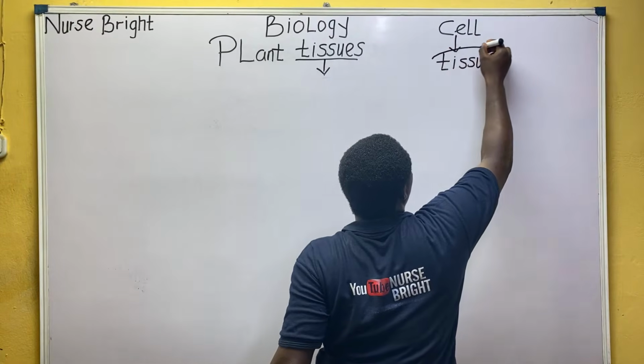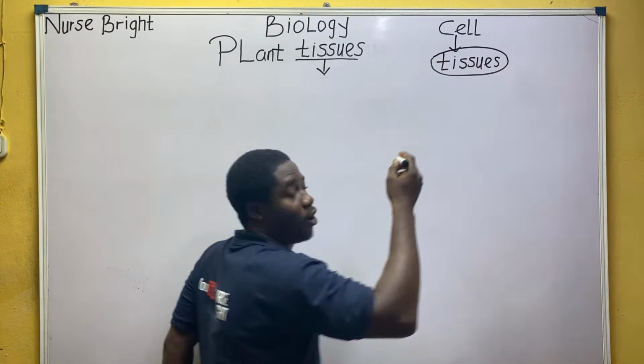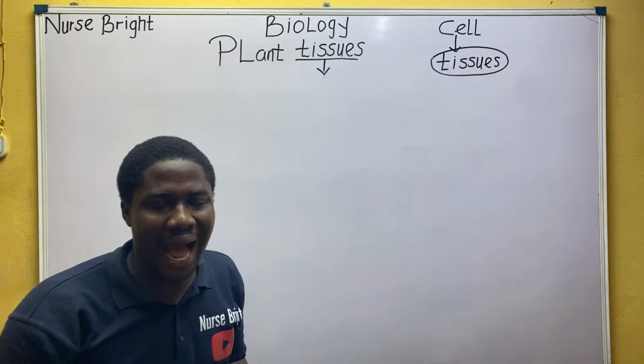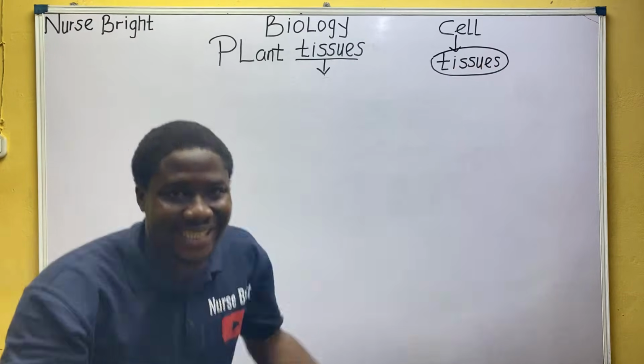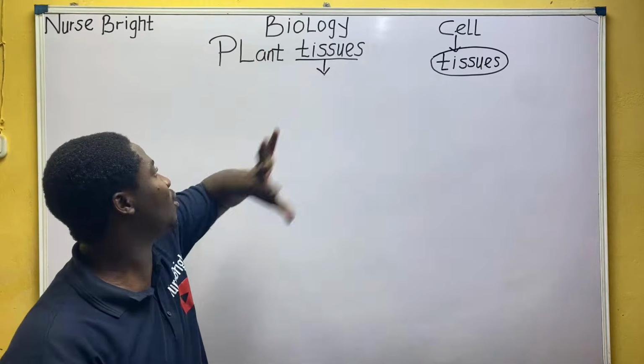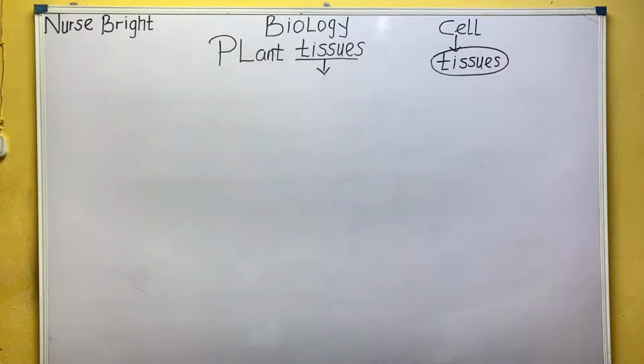Remember, I believe you know what tissues basically form. Tissues will then form what? Organs, and then organs will form the system, and the system will now form the organism. But because of this class lesson, we're going to stress plant tissues in general.